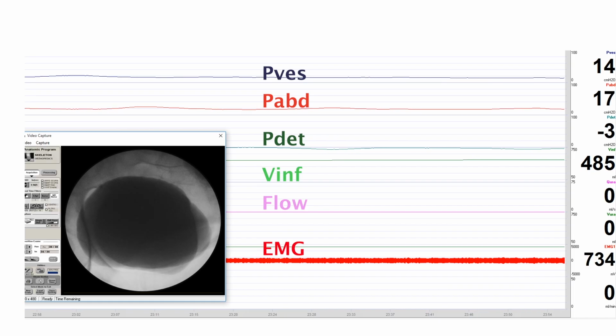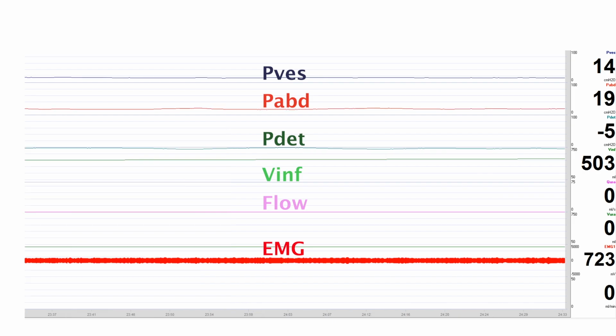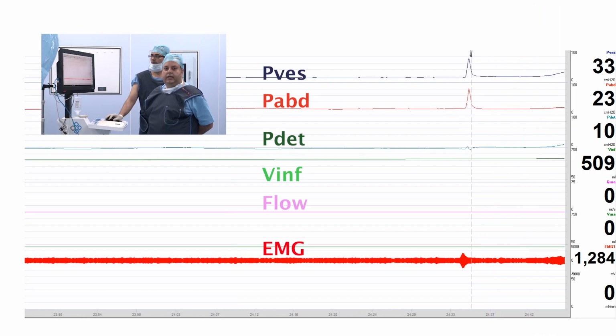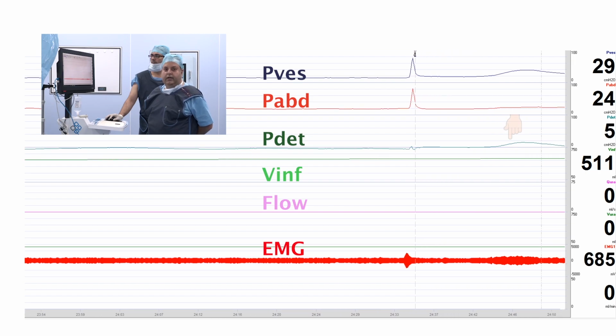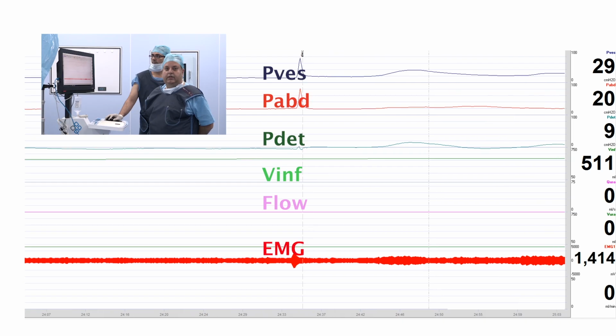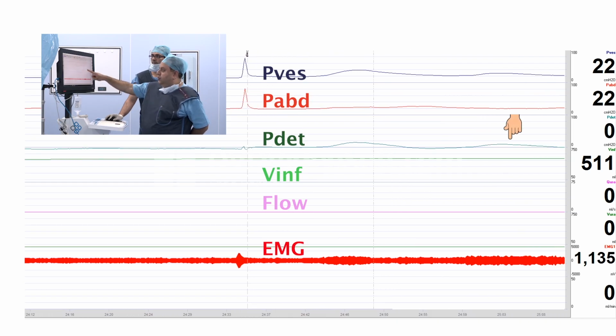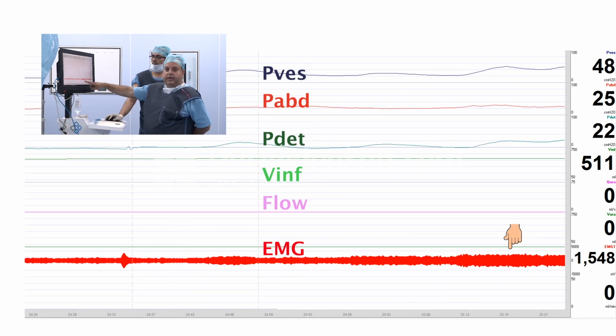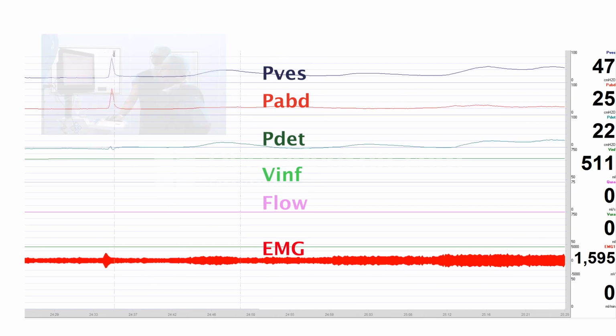We can see that the bladder is filled to nearly 500 cc, but the patient does not report any sensation. Patient now reports urgency. We can see that the detrusor pressure is rising while the abdomen pressure is flat, which suggests that there is a neurogenic detrusor overactivity. The EMG at the same time has slightly increased.